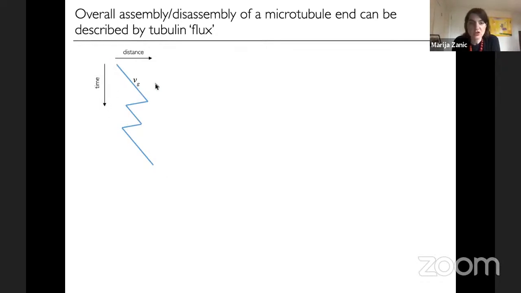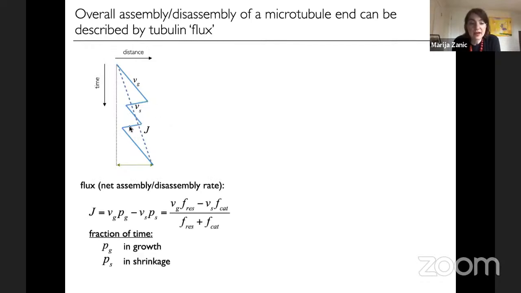So again, if you imagine that this is a dynamic microtubule end, and time is in the vertical direction, we have a phase of growth first, and a microtubule grows for a certain length. Then we have another phase of shrinkage, and polymer length is being lost. Then again, we grow and we shrink and so on. So over the course of time, there will be a net assembly rate, right? This particular end has gained a certain amount of length.